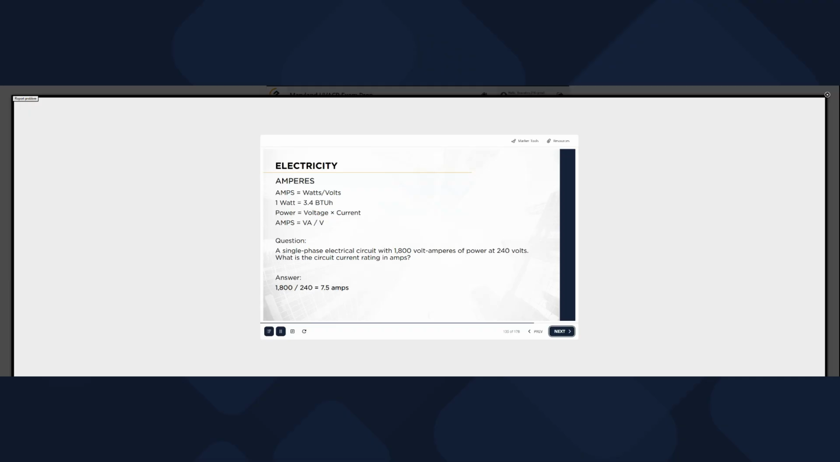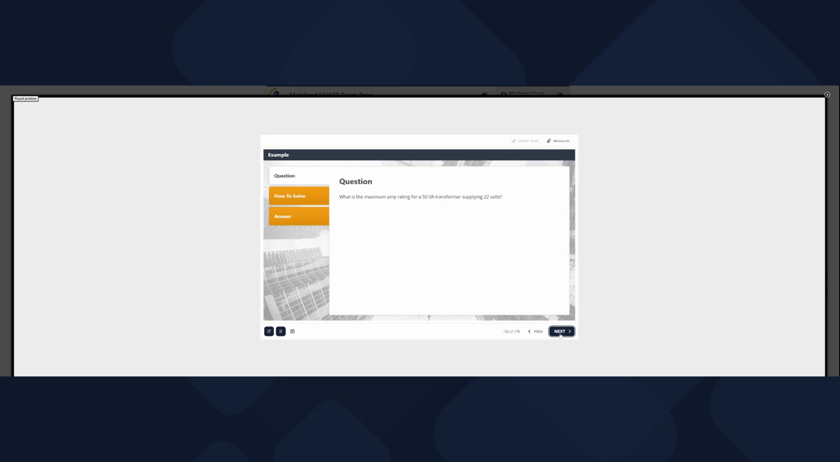A single-phase electrical circuit with 1800 volt amperes of power at 240 volts. What is the circuit current rating in amps? Answer: 1800 divided by 240 equals 7.5 amps. Let's work through another example. Click the next button or on each tab to see how to solve and the correct answer.